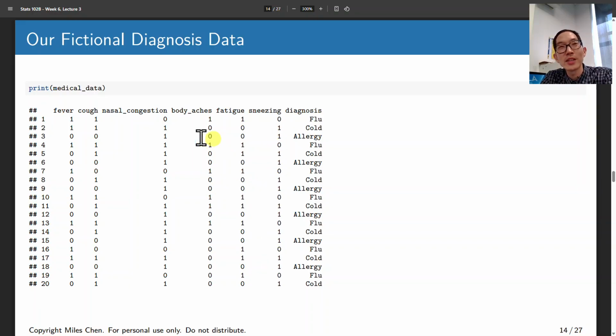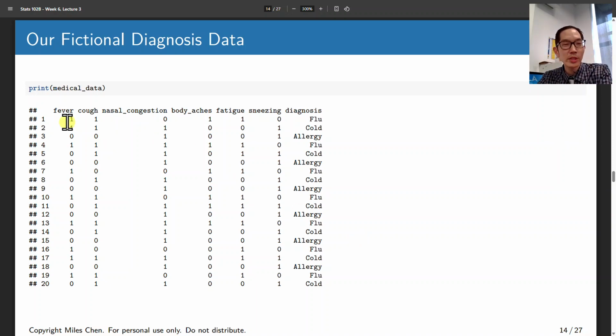We have data filling this out, and each one is like, if they had that symptom, it's a 1. If they don't have that symptom, it's a 0. And then, what was the diagnosis? So this is going to be our training data, and we will train our model based on this, and then when a new case comes in, we'll use the naive Bayes classifier, okay?